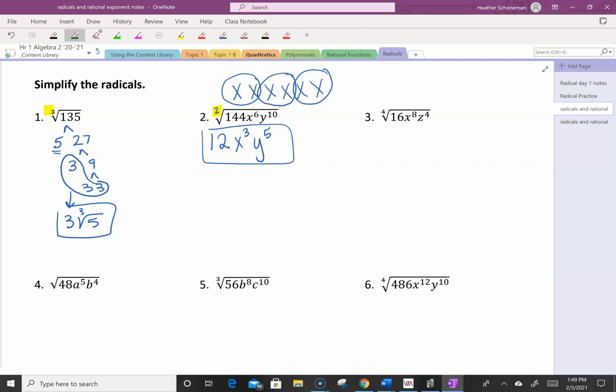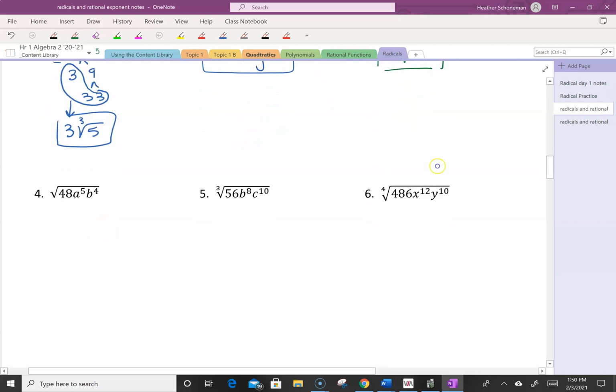Okay, let's try this again on number 3. This time, I'm doing the 4th root. Well, if you check your chart or put it into your calculator, the 4th root of 16 comes out even. The 4th root of 16 is 2. You could make a factor tree, but everything would end up circled. Okay, then for the variables, well, how many groups of 4 are in 8? There are 2 groups of 4 in 8, and there's one group of 4 in 4, so there's just one z. That's your answer.